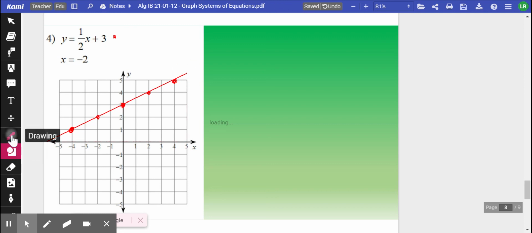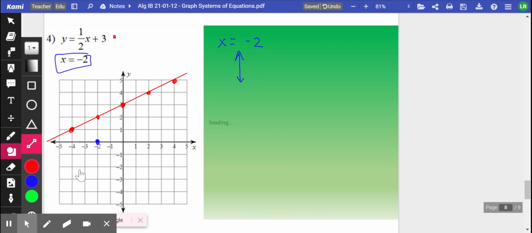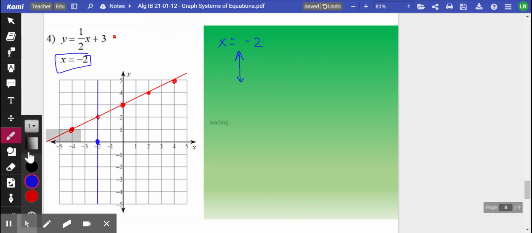I go to the next one, and this one's going to be in blue, but notice it's one of those special ones. It only has an X in it. So what I need to remember is that these were the types that were vertical lines. It's telling me where it crosses the X. So this crosses the X at -2, and then I would draw my vertical line. My vertical blue line, notice, goes right through that data point.